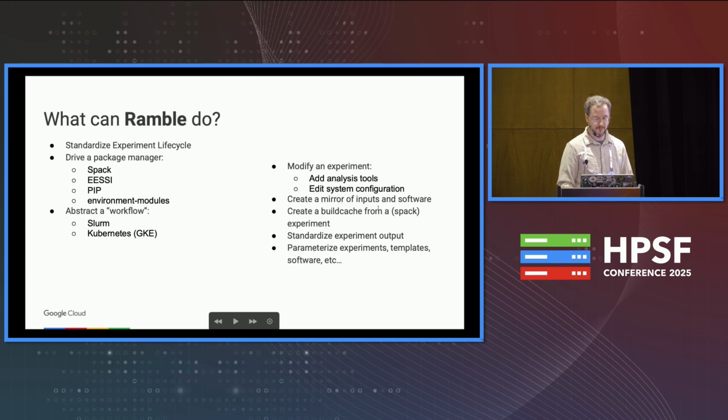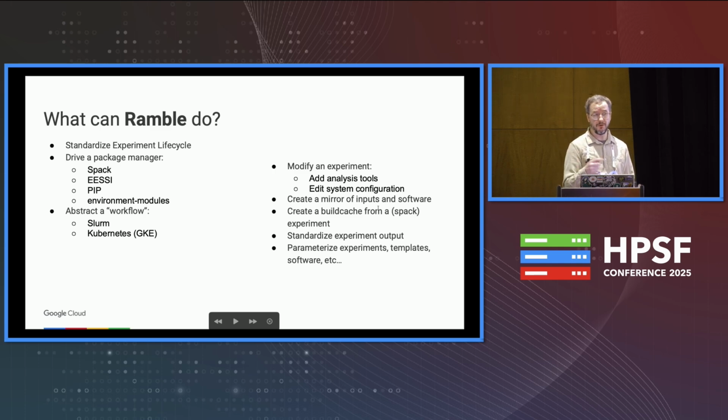Okay, so I've talked a lot about this already. I don't even know how long I've been talking, but we standardize the experiment lifecycle with Ramble. We have a bunch of different package managers that we support. We also abstract currently some workflows. We have a Slurm workflow manager and a GKE specific one, but it could be generalized to be more Kubernetes in general. So that allows us to do comparisons of Slurm versus GKE or whatever Kubernetes you want with the same workload as well. We support modifying experiments by injecting changes.